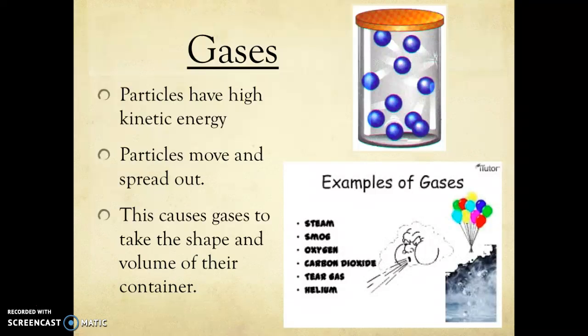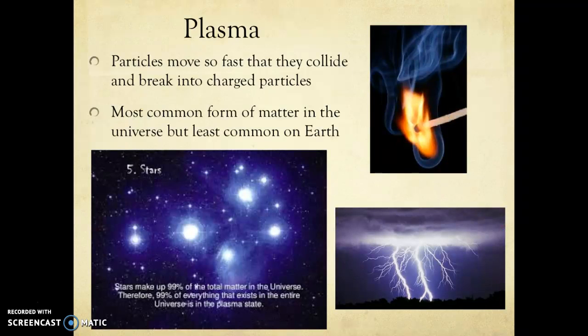Of the three main states of matter that we typically talk about, solids, liquids, gases, gases have the highest kinetic energy of those three. And these three are the ones we typically see on Earth. But there is a fourth state of matter, and that is called plasma.